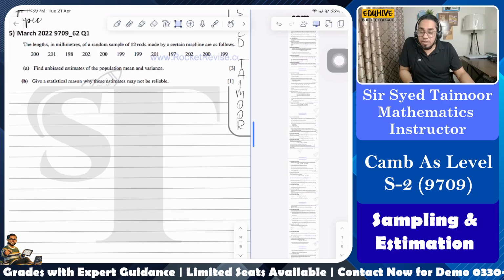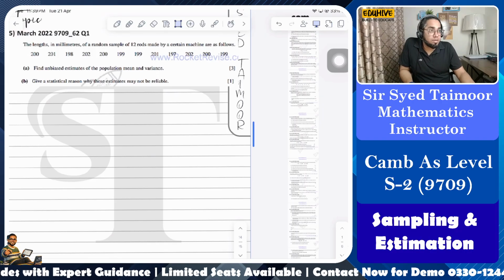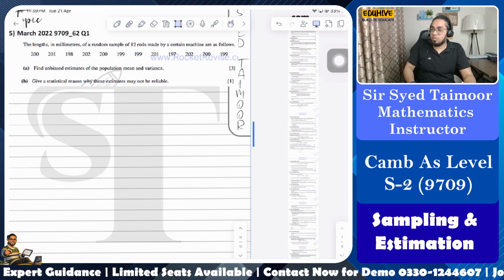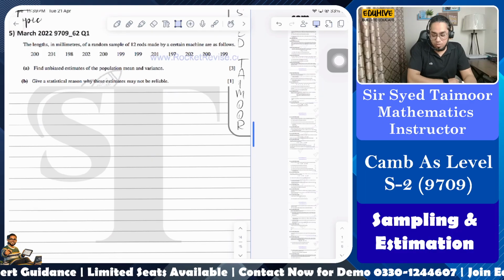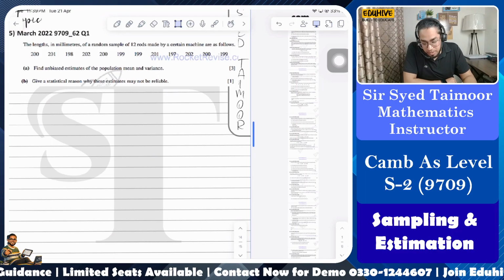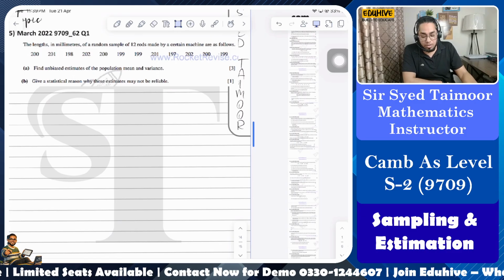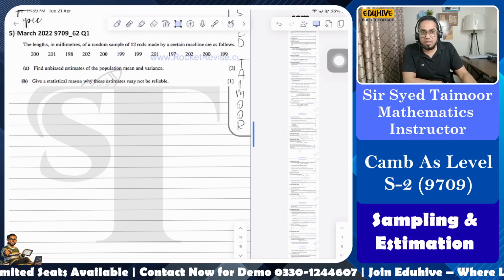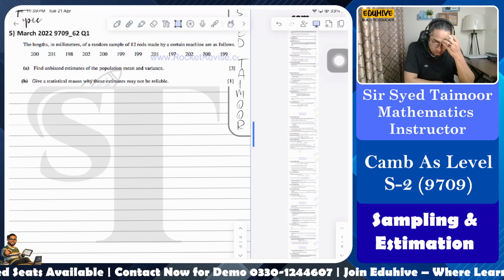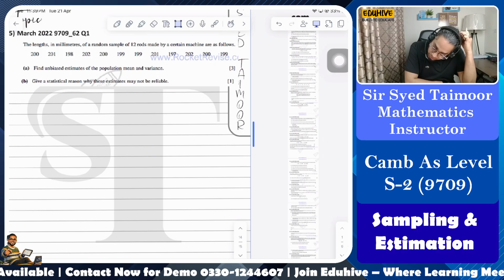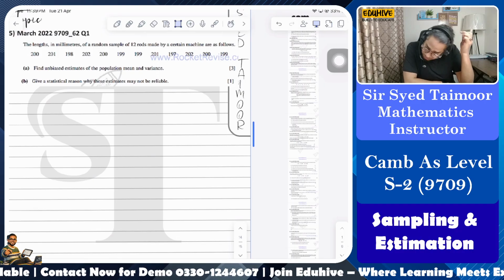So now what they are asking us, they are asking us to do the length in millimeters of the random sample of 12 rods made by a certain machine, and what they are exactly asking: find an unbiased estimate of the population mean and the variance. So this is the sample exactly, na?